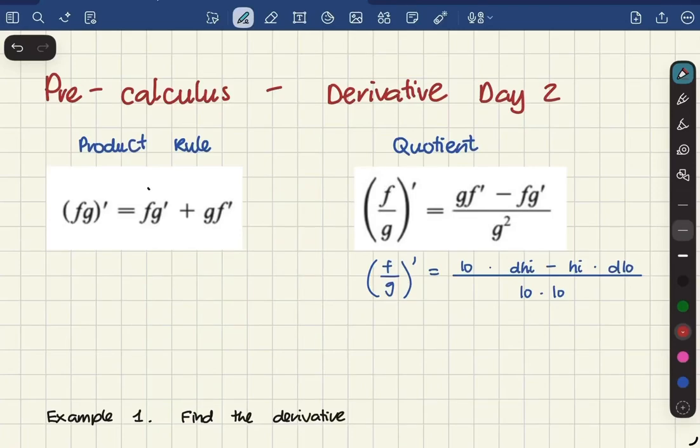Hi, Precalculus student. Welcome to day 2 of derivatives. We're doing the product rule and quotient rule today. Okay, so let's get started.